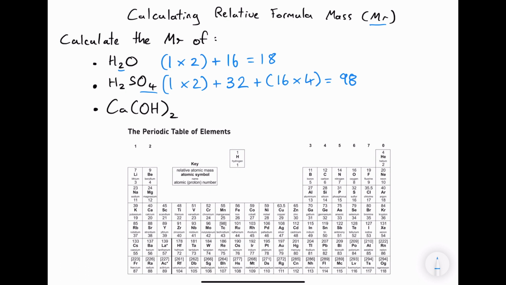For calcium hydroxide, we would need to find calcium, oxygen, and hydrogen in the periodic table, and then we would add the Ar of calcium, which is 40, to the Ar of oxygen, which is 16, but there's 2 atoms of oxygen in the formula. As you can see, the 2 multiplies everything in the brackets, and then we would add this to the Ar of hydrogen, which is 1, which is also multiplied by 2 because it's in the brackets, and this would give us a total of 74. So the Mr of calcium hydroxide is 74.